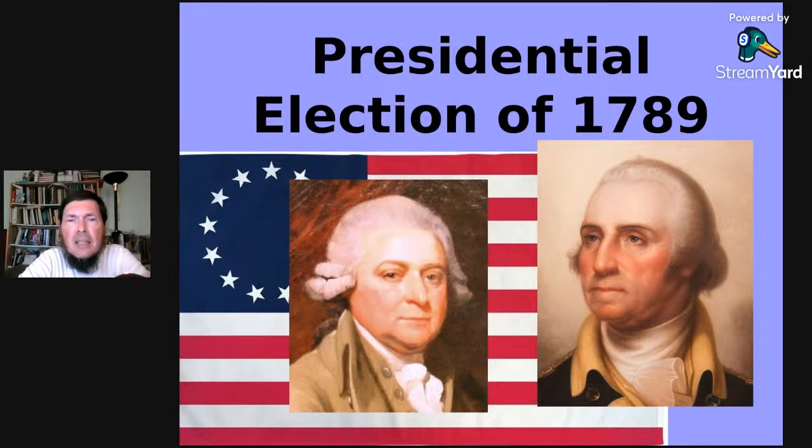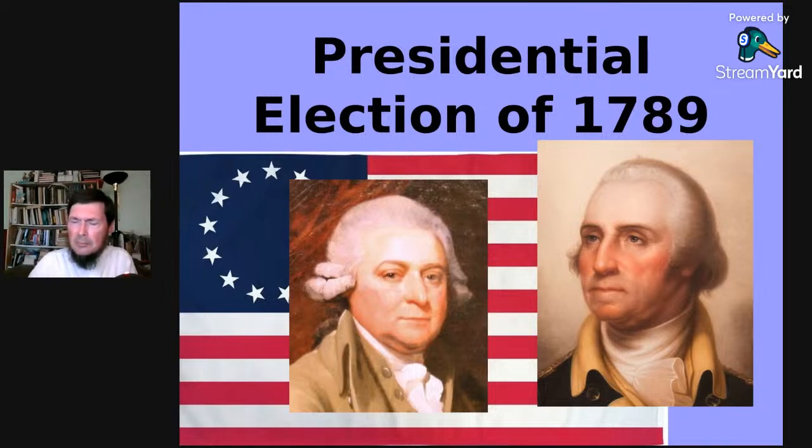And in the early presidential elections, the flag would often change from election to election. So this is the 13-star flag that was being used in 1789. So let's get into the story.